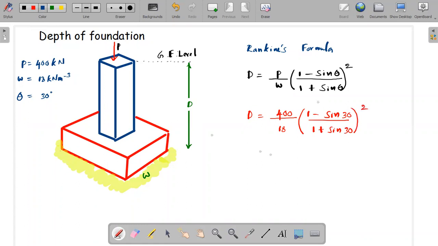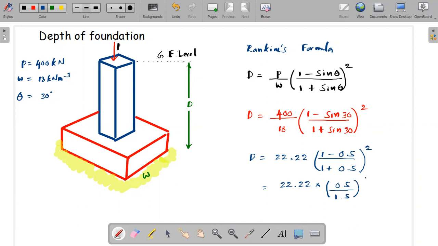Now you can simplify. So this D should be equal to 400 over 18, which is 22.222, into 1 minus sine 30 over 1 plus sine 30, squared. Sine 30 is equal to half, that means 0.5. So this D should be equal to 22.22 into (1 minus 0.5, that means 0.5, over 1 plus 0.5) squared. You can use a calculator and you can find the answer. You will get the depth of this footing equal to 2.46 meters.